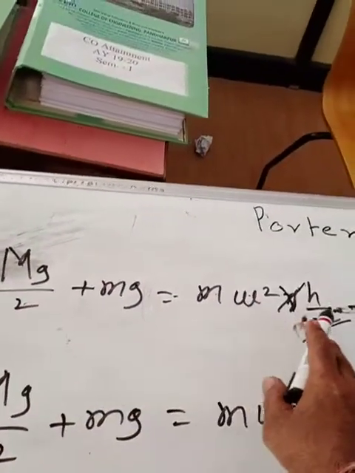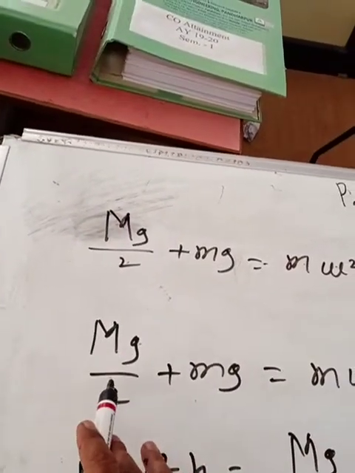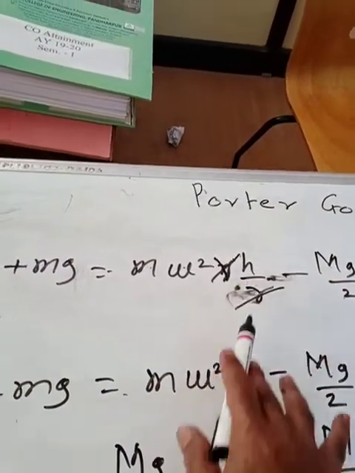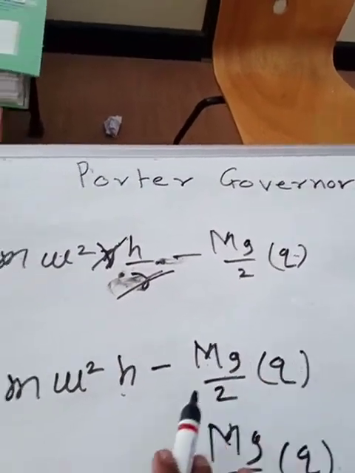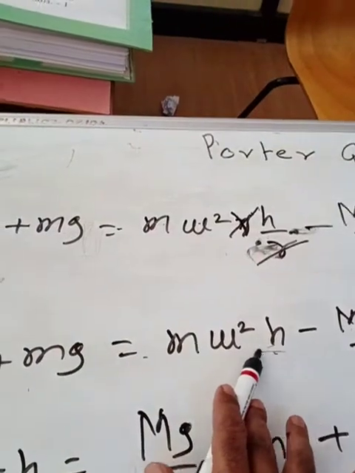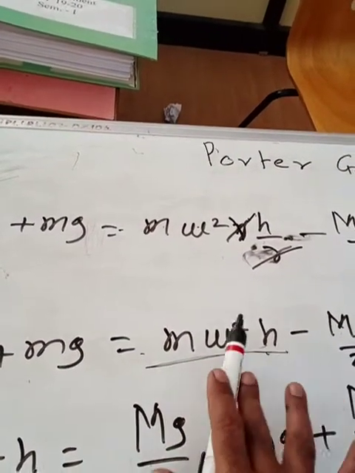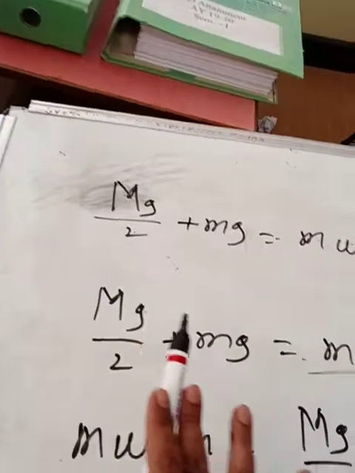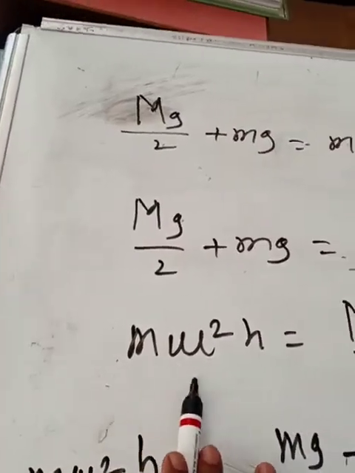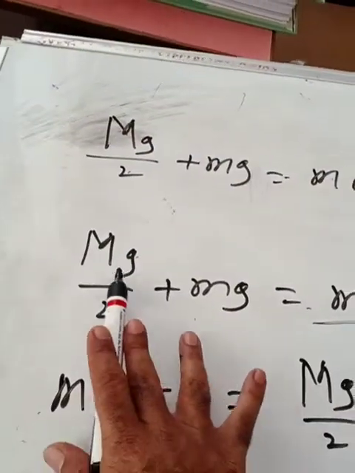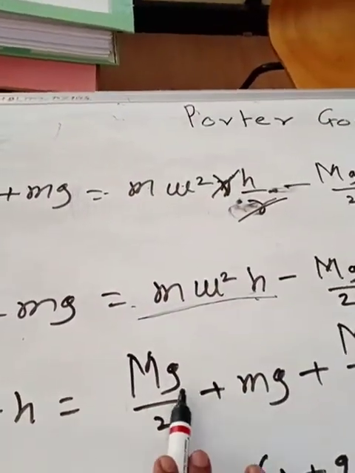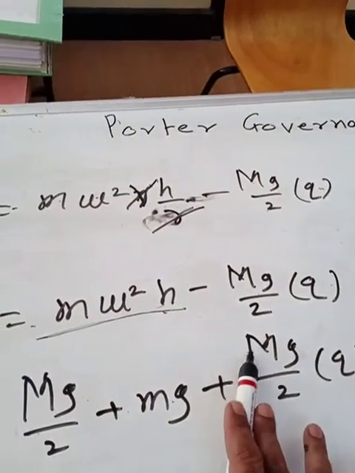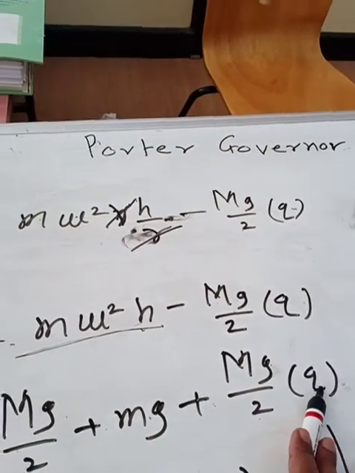Now we'll rewrite this equation as we have cancelled this r. It will be Mg divided by 2 plus small mg is equal to m omega square h will remain only here, minus Mg into q. Now if we want to calculate only for this quantity, that is m omega square h, we will keep it as it is here, and this Mg divided by 2 into q we will take to the other side. So we will write first, that is m omega square h is equal to this value Mg divided by 2 plus small mg, plus this quantity we are going to take this side, so it will become positive, capital Mg divided by 2 into q.